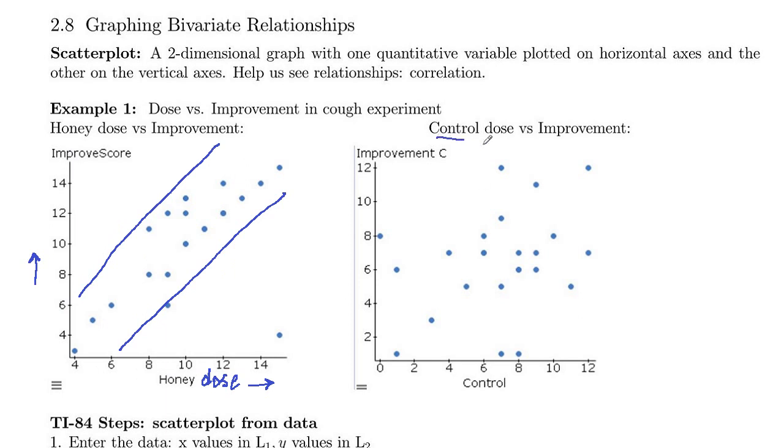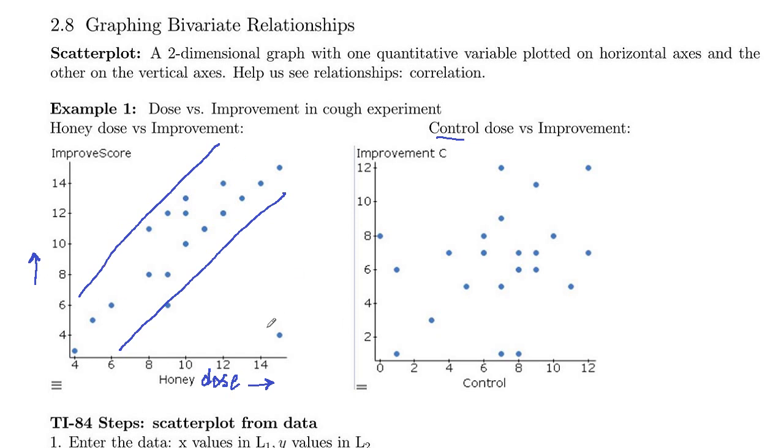Here's the control group, dose versus improvement. These guys were not getting any treatment, it's just a placebo. And we're seeing that this data is pretty random. We don't see any channel here that shows how one variable changes with the other variable.